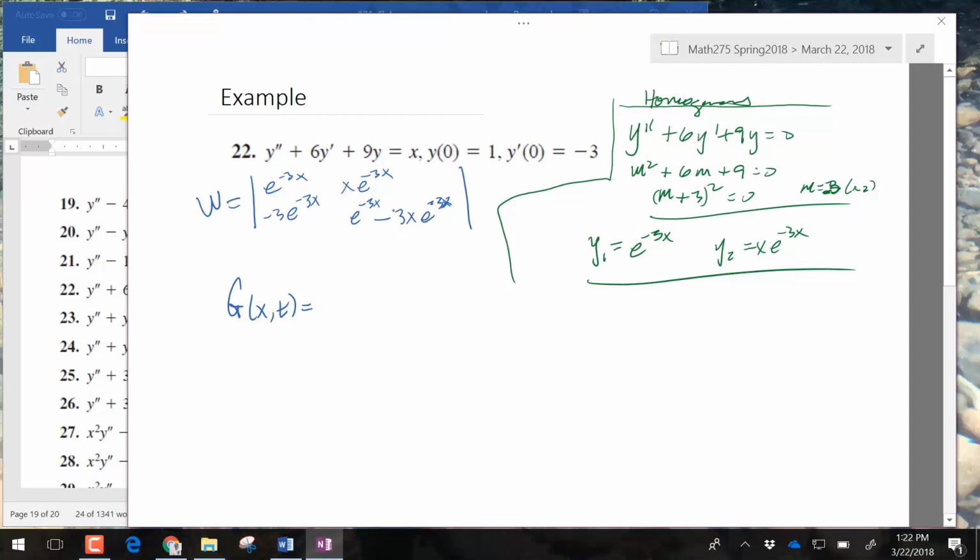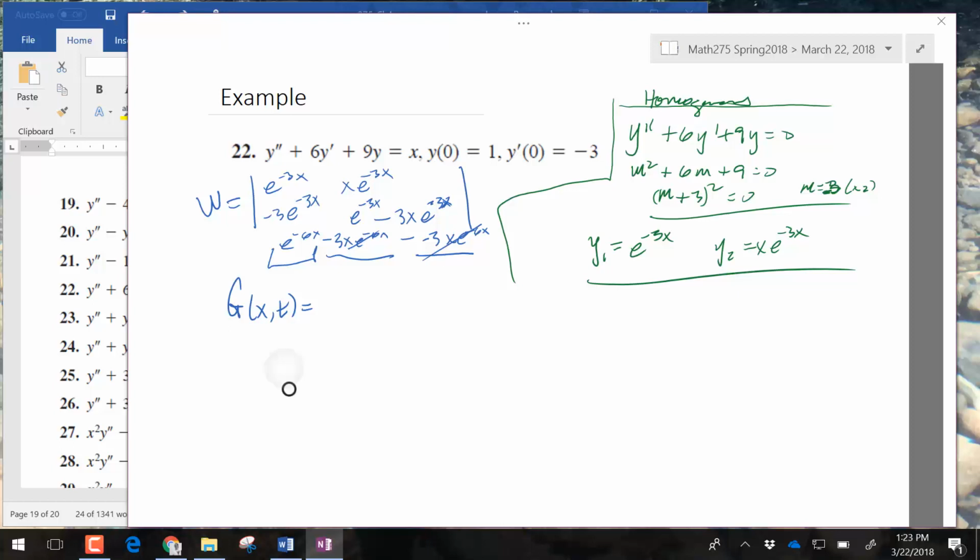So I need to find the determinant: e to the negative 6x minus 3x e to the negative 6x minus negative 3x e to the negative 6x. And I think I'm able to cancel those two. So my Wronskian is just e to the negative 6x.